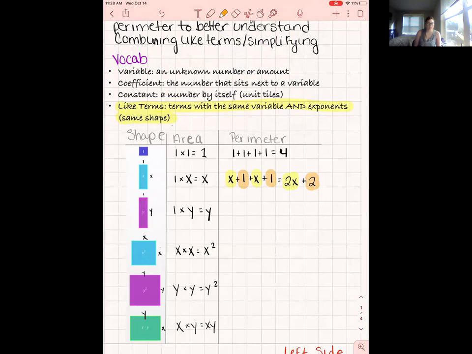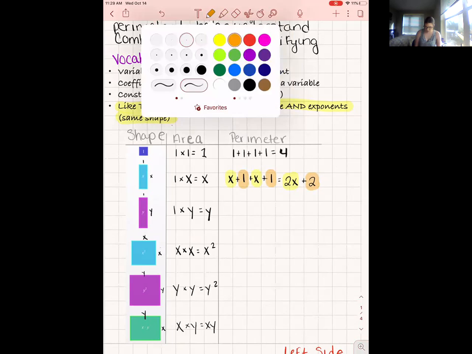So I suggest that if you haven't already, you get out a couple colors of highlighters if you have them. If not, you could use colored pencils or markers to underline with, just something to show what goes with what. So I'm going to keep using my highlighters as I go.